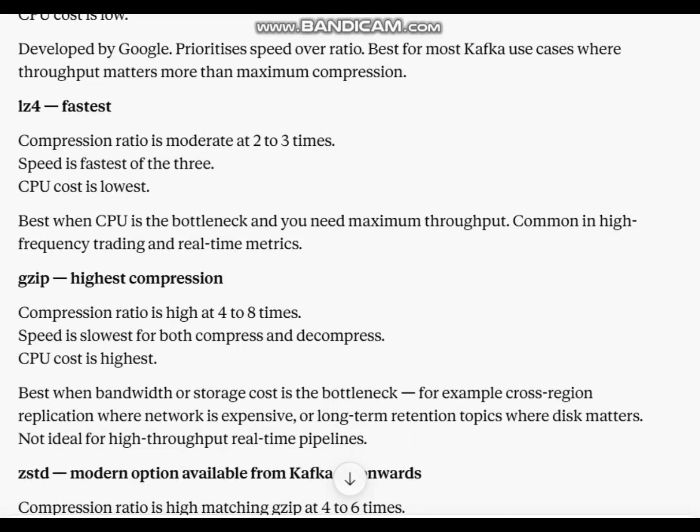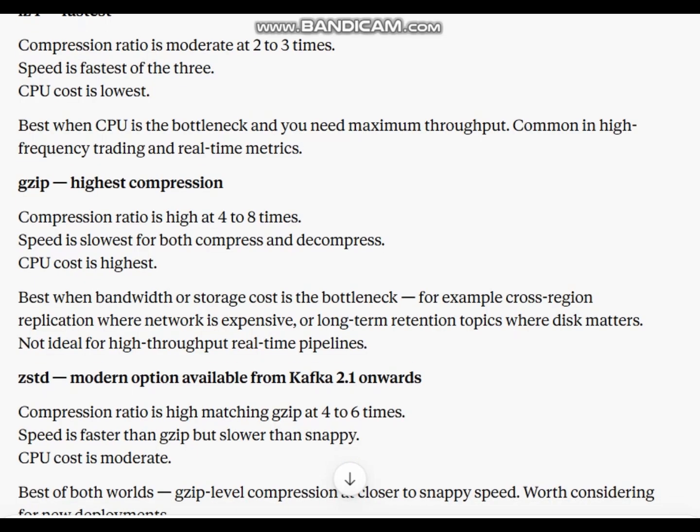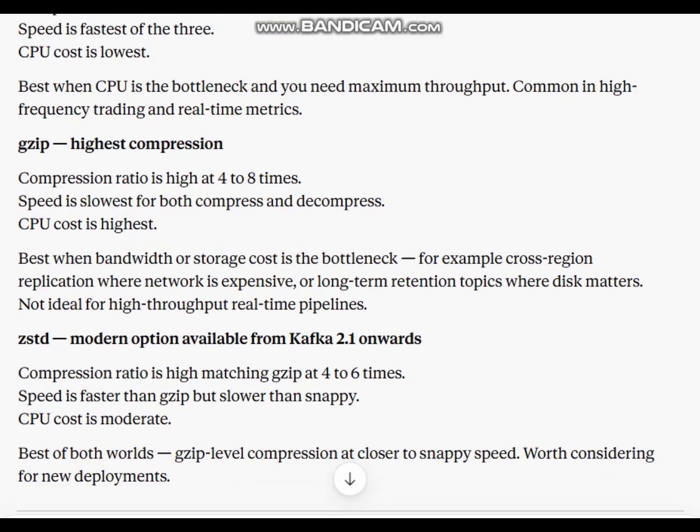Common in high-frequency trading and real-time metrics. GZIP, highest compression. Ratio is high at 4 to 8 times. Speed is slowest for both compress and decompress. CPU cost is highest, best when bandwidth or storage cost is the bottleneck. For example, cross-region replication, where network is expensive, or long-term retention topics where disk matters. Not ideal for high-throughput real-time pipelines.